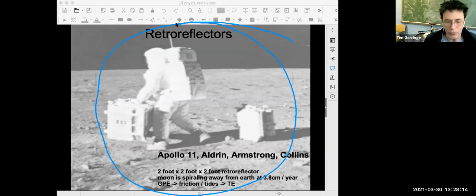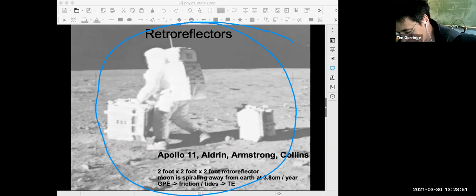We've learned that the moon is spiraling away from us. It's not going around in the same circle every month. That circle is getting larger and larger and larger. Now, it's not by much. It's increasing by a few centimeters a year. But we've learned that the orbit of the moon is slowly swelling up, and the moon is slowly separating from the Earth. And we learned that from the retroreflectors.